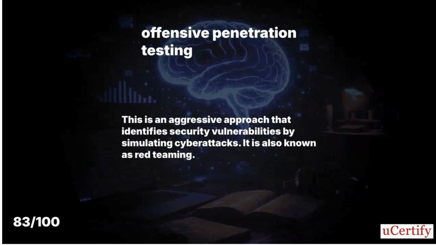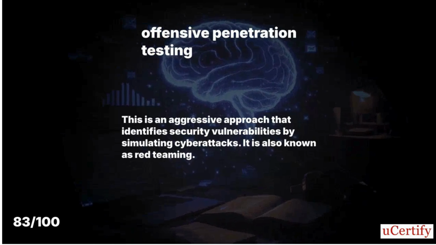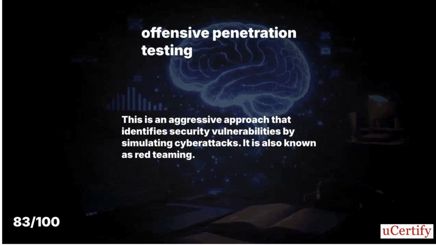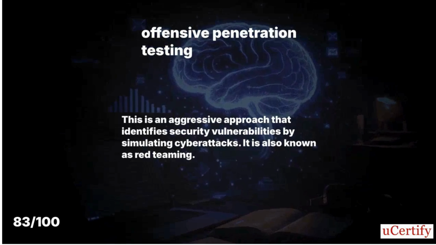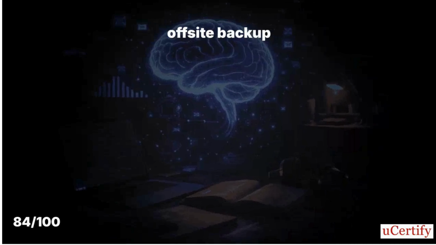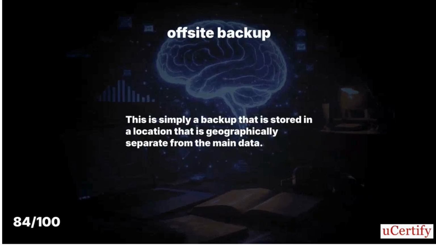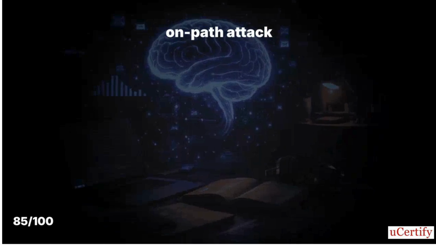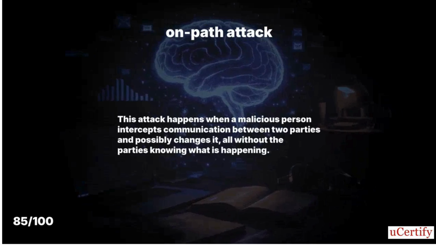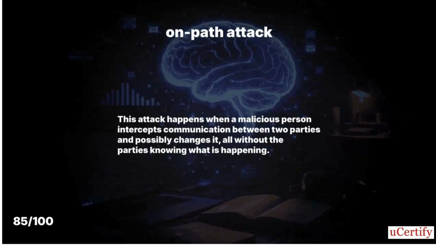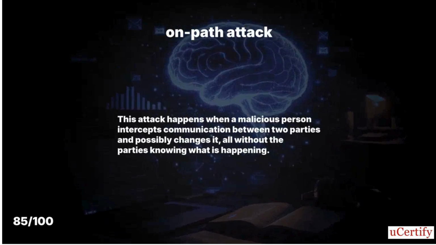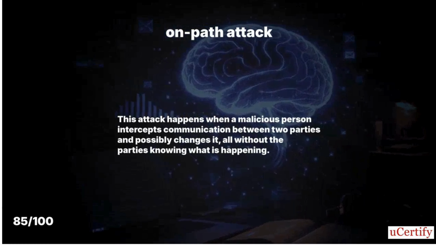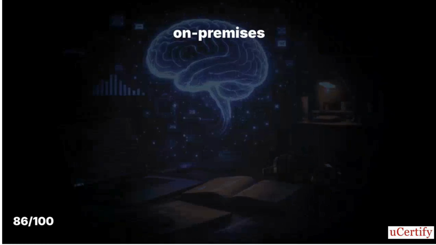Offensive penetration testing. This is an aggressive approach that identifies security vulnerabilities by simulating cyber attacks. It is also known as red teaming. This is simply a backup that is stored in a location that is geographically separate from the main data. On-path attack. This attack happens when a malicious person intercepts communication between two parties and possibly changes it, all without the parties knowing what is happening.